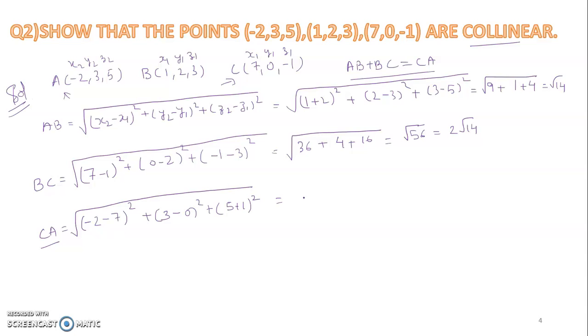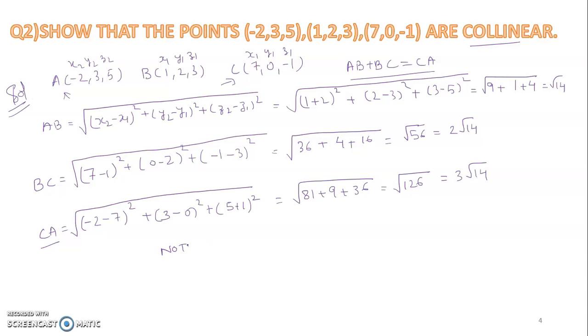Minus 2 and minus 7, minus 9 whole square, 81. 3 square 9. 5 plus 1, 6 square, 36. So this will be 81 plus 9 plus 36. So 36 and 9, 45, and 81, 126. So this is root 126. Just check: 36 and 9, 45, and 81, 126. So root 126 I can split as 3 root 14. So that is what I told.